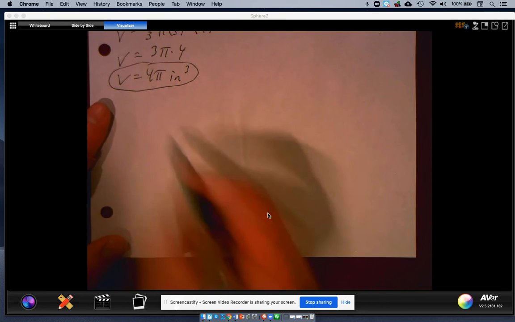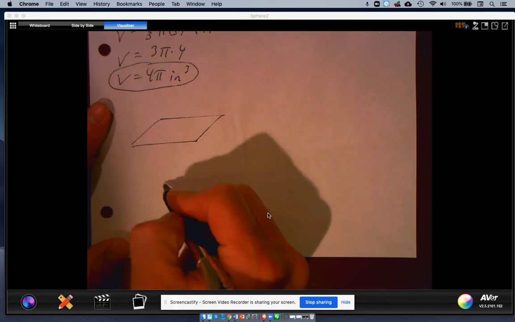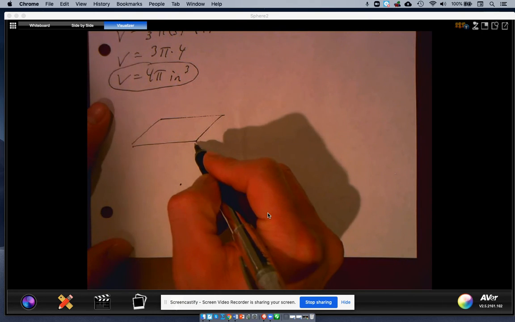Next idea. All right, so let's say I draw a pyramid, but I draw that pyramid upside down.